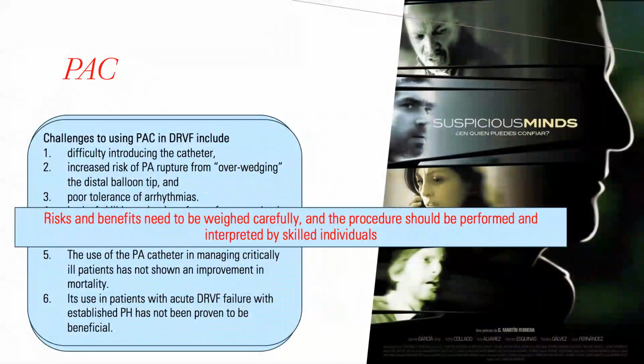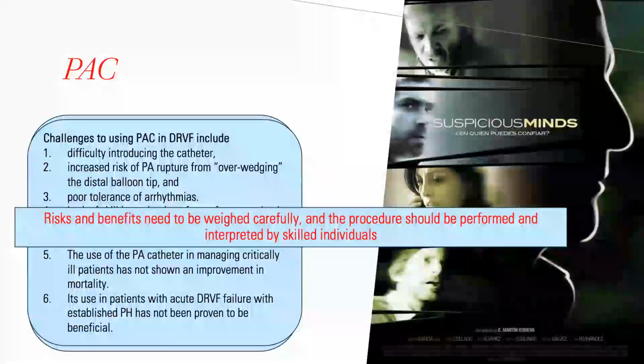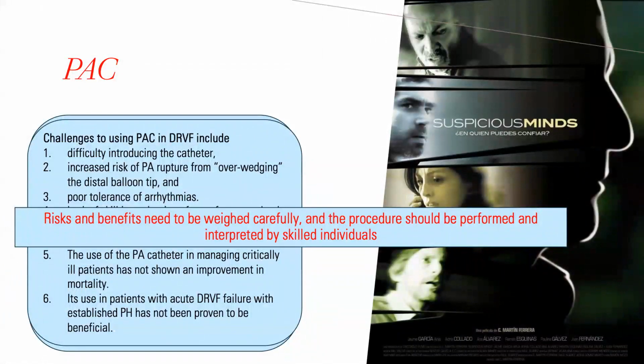Pulmonary artery catheter. In the last 10 years, I have inserted only one or two pulmonary artery catheters because all the evidence is against using it in critically ill patients. Why? It is difficult to introduce, poorly tolerated, and leads to arrhythmia, sometimes rupture of the balloon. Most of our patients are coagulopathic, hemodynamically unstable, and there is no skilled physician to do it. Behind all of that, there is no evidence supporting the pulmonary artery catheter.